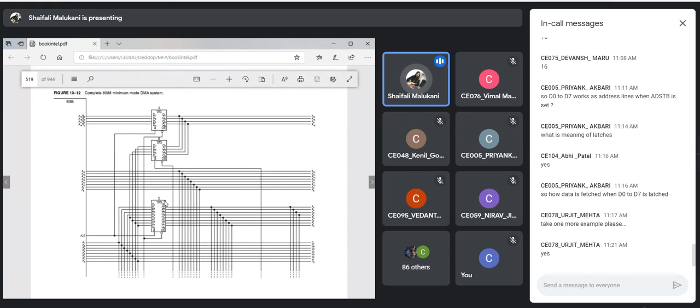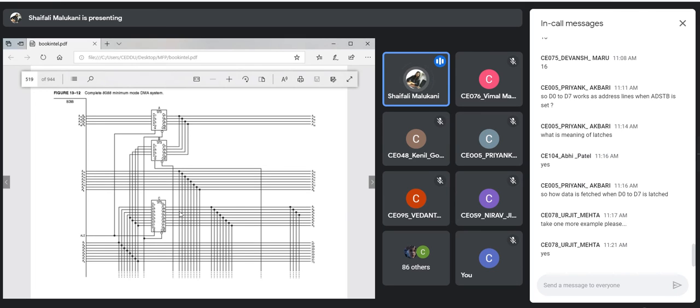Now to enable this latch, what I will require is ALE. Whenever I want to use A0 to A7 as address lines, I will make ALE 1, so this latch will get enabled. Otherwise I will make ALE 0, so that A0 to A7 will act as a data bus. The changes will be there here but will not get reflected here.